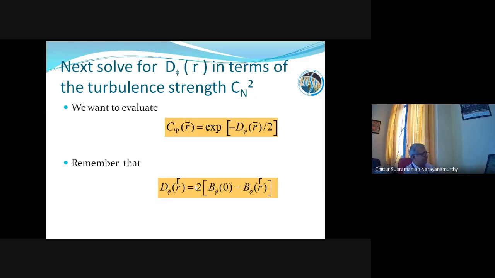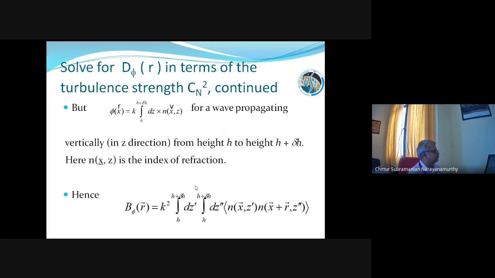Next is how to evaluate C psi. We can evaluate it using e to the minus D phi of r by 2. People have measured these values for various atmospheric turbulence at various places in the world, and they are available in the literature. B phi and D phi are available for various turbulence functions, and these are parameters which we can use.